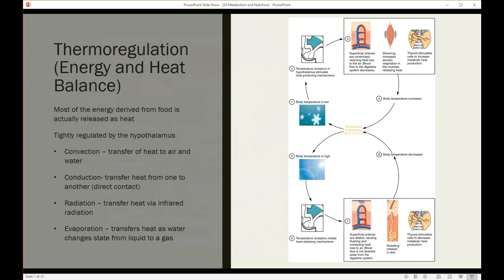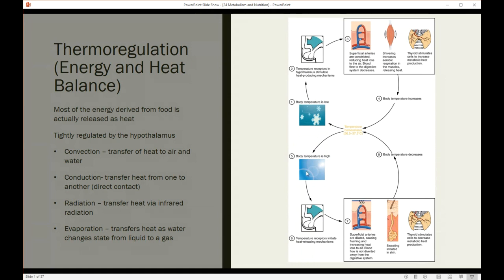When our body temperature is low, remember we have our temperature receptors in the hypothalamus, and they stimulate our heat producing mechanisms. One of them is that our superficial arteries are constricted, so we're going to reduce that heat loss by the air, that convection heat loss. We're also going to start to shiver, which increases aerobic respiration in the muscles so that we can release heat. And our thyroid cells are going to increase our metabolic heat production, so we're going to increase our metabolism.